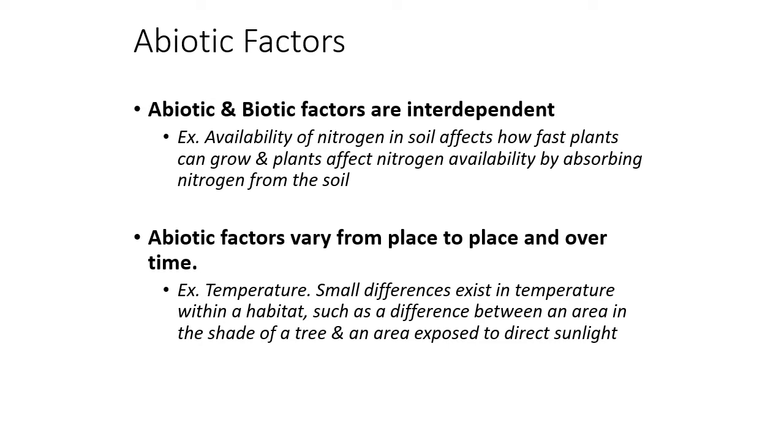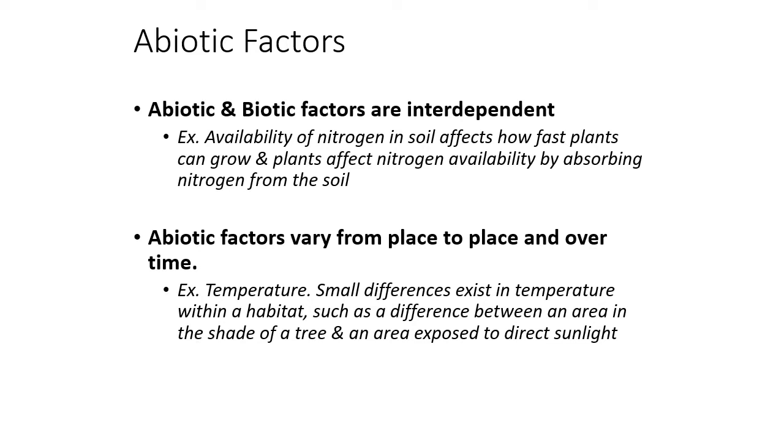Abiotic factors can vary from place to place and over time. So, for example, temperature. Even where we live right now, we can have the temperature vary from one side of the city to another side of the city. That is a big difference. We can even have it vary from state to state. Think about it. In Nevada alone, there are times where Las Vegas is sunny and has wind and everything, where Reno is snowing.